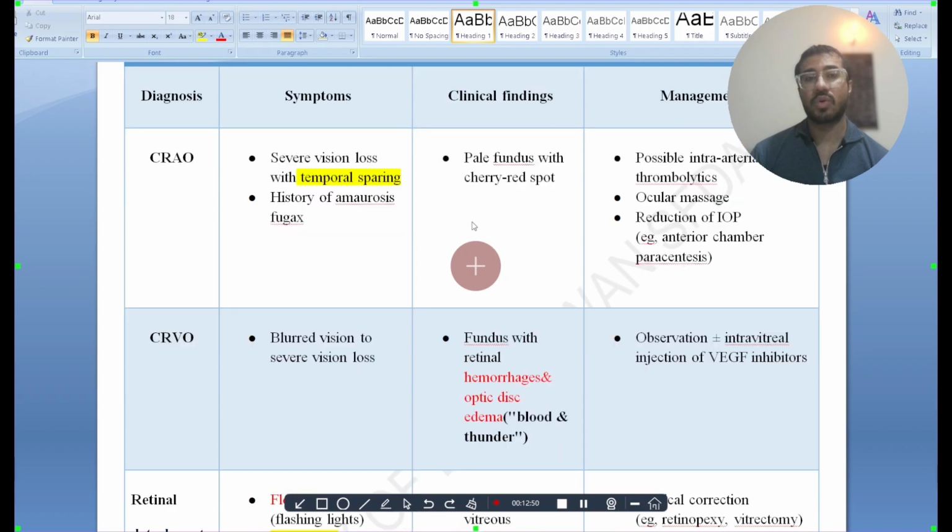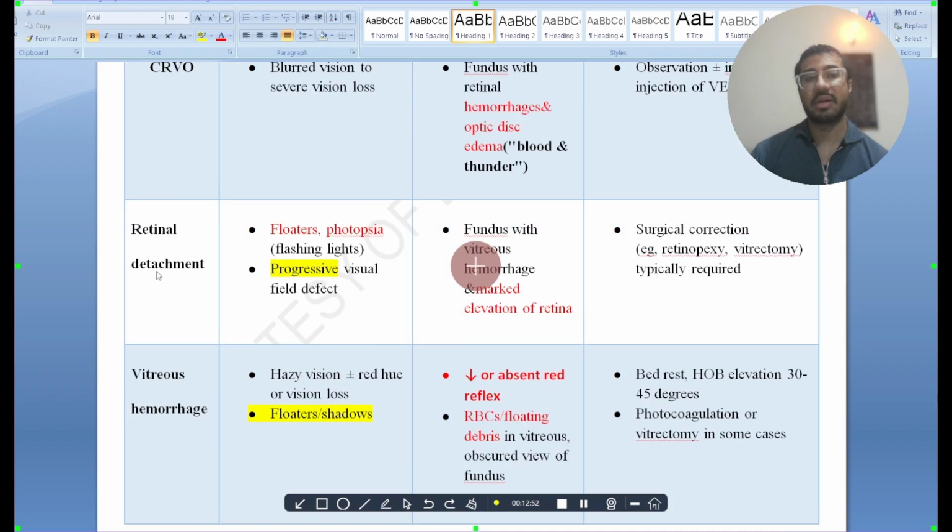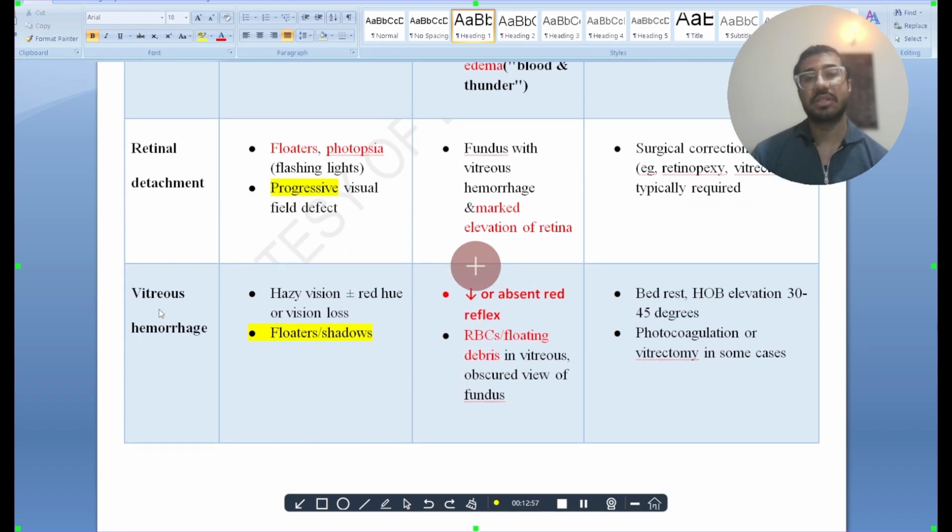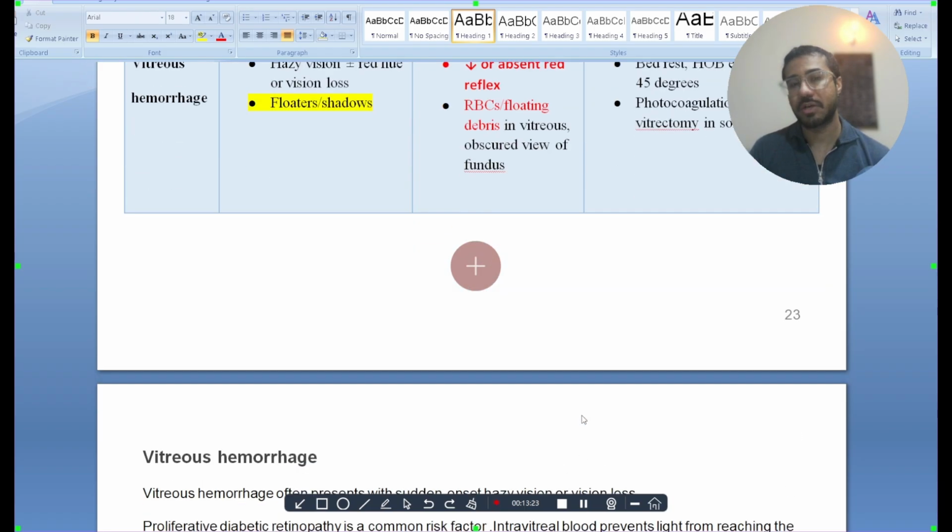Also, blood and thunder, retinal detachment, grayish crinkled retina. Vitreous hemorrhage, absent red reflex because of the RBC debris in the vitreous humor. RBCs floating in the debris obscure the view of the fundus. The patient may also say that he sees floaters. You'll have to be able to make sense of all the symptoms. Obviously, it's the vitreous hemorrhage. The patient won't be able to see because his retina cannot perceive the light because of the RBCs, and the red reflex won't be appreciated.